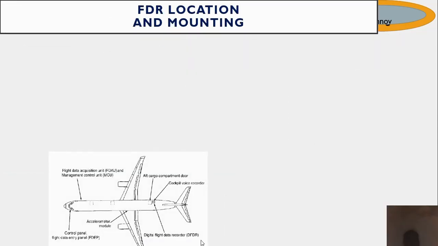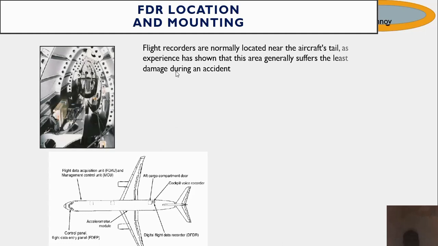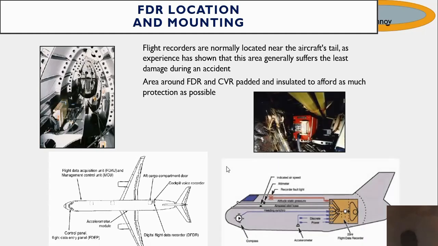We can see where the FDR is located. It's around here on the tail. Flight data recorders are normally located near the aircraft's tail, as experience has shown that this area generally suffers the least damage during an aircraft accident. The area around the FDR and CVR is padded and insulated to afford as much protection as possible.